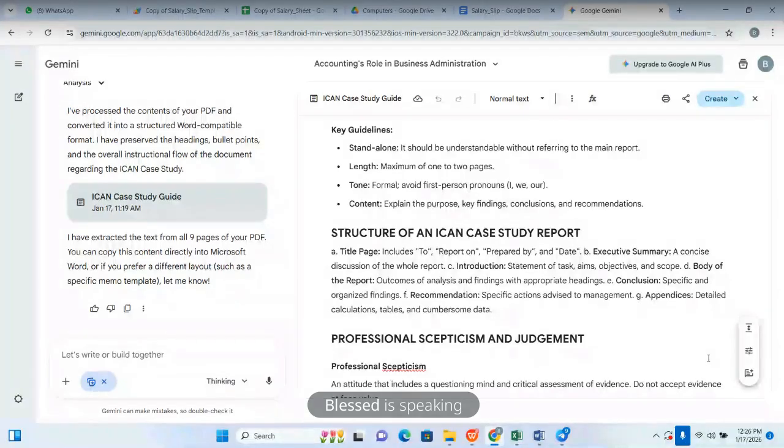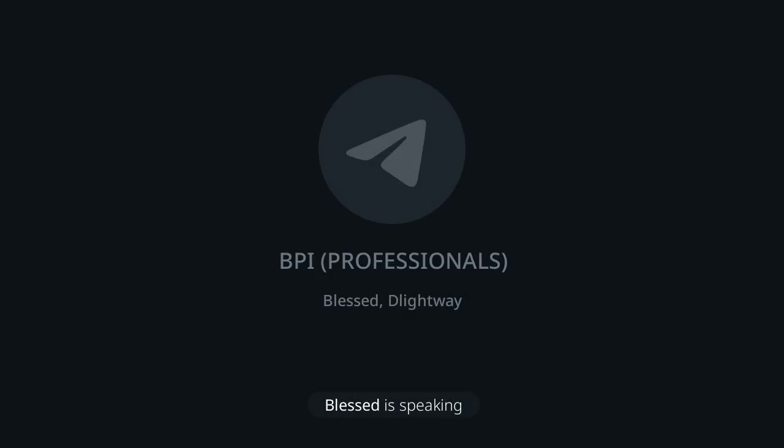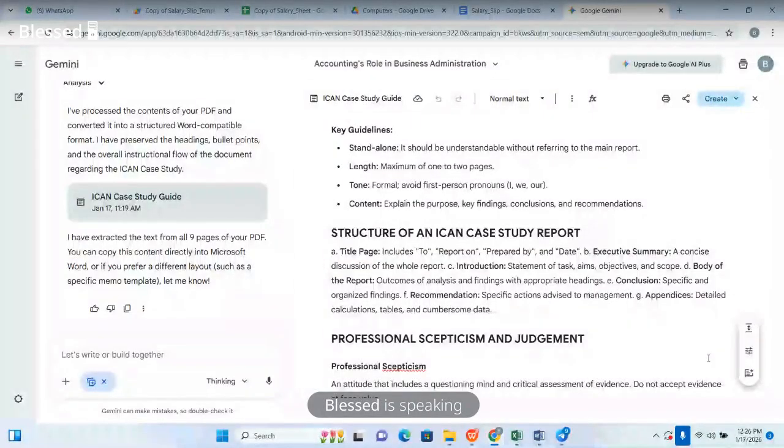Don't forget the structure of an ICAN case study. I said the other time that your title page is the first thing, followed by the executive summary. That is a concise discussion of the whole report. Followed by the introduction. After you've written your executive summary, you move straight to the main report. But you are not going to write on top of it "executive summary", "title page", "main report". No, that's not what they are expecting us to do.